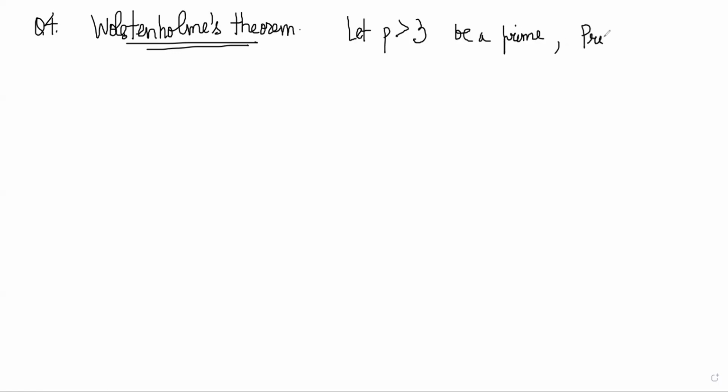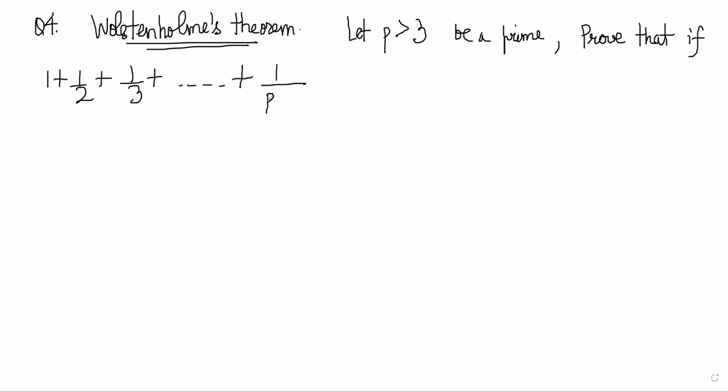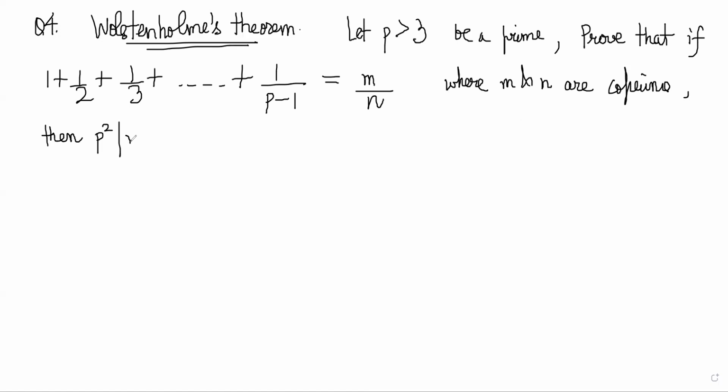Prove that if 1 plus half plus 1 by 3, and so on till 1 by p minus 1, is equal to m by n, where m and n are co-prime, then p square divides m. This is what we want to prove.